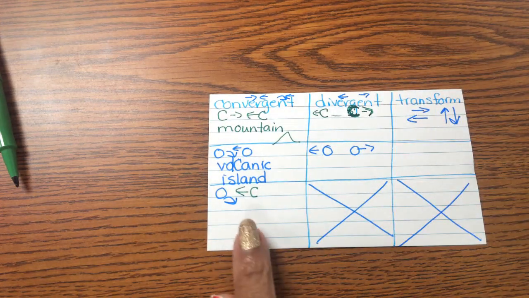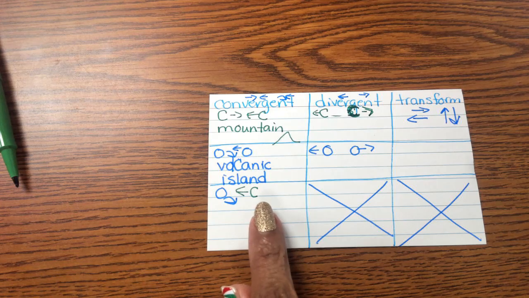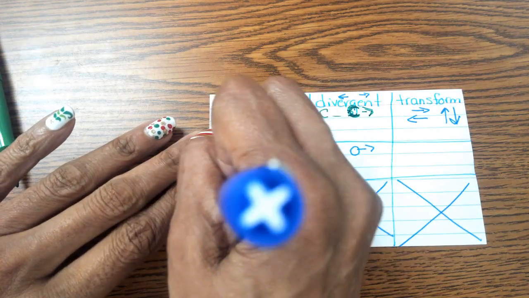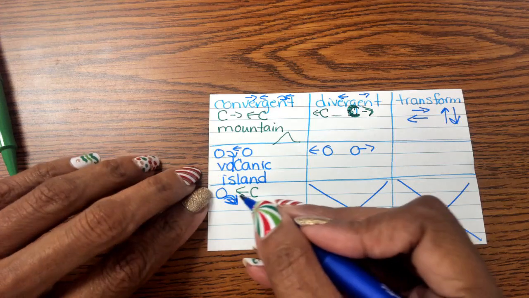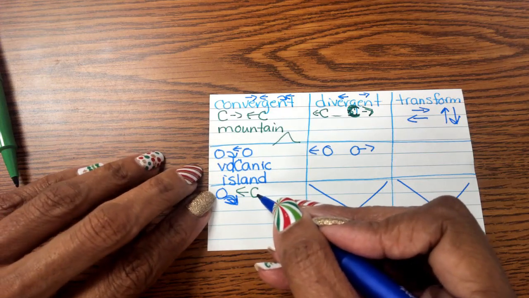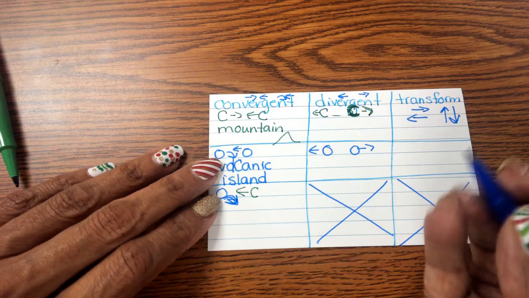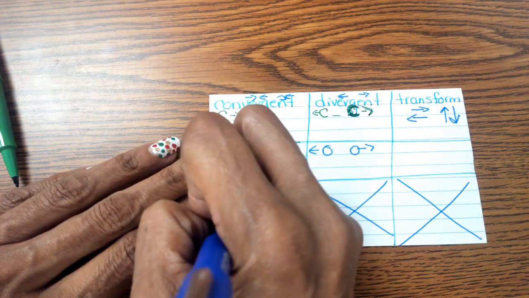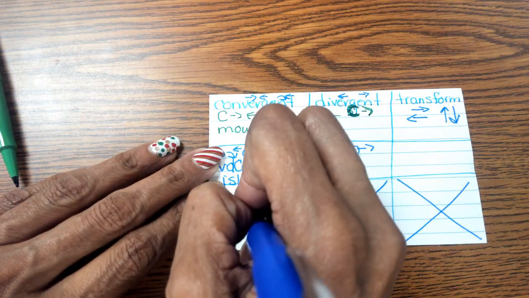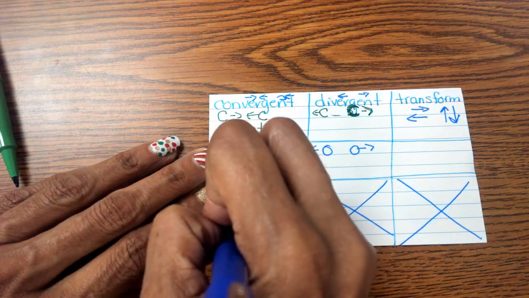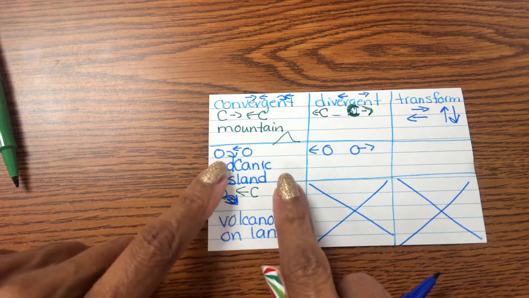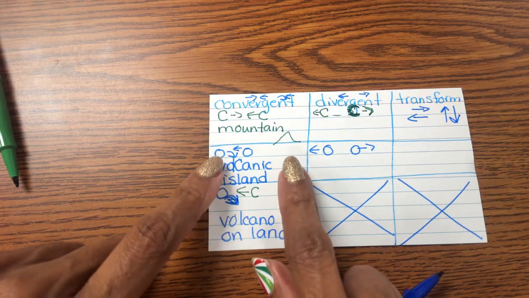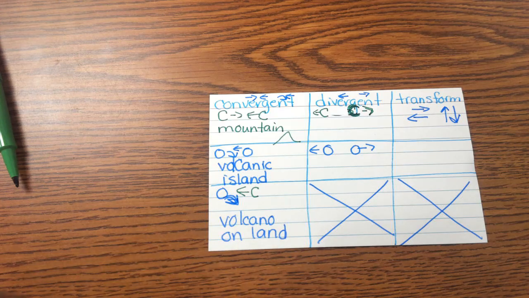And then when you have an ocean crust coming together with a land crust, the ocean crust is going to subduct because it's more dense. So when you have an ocean plate coming together with a land or continental plate, ocean plate subducts and you get a volcano. And I always say volcano on land, because two ocean crusts gives you a volcanic island or volcano in the water. This one gives you a volcano on the land.